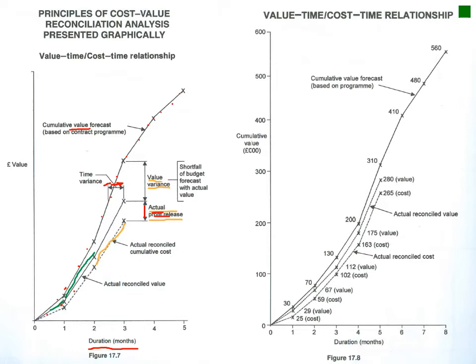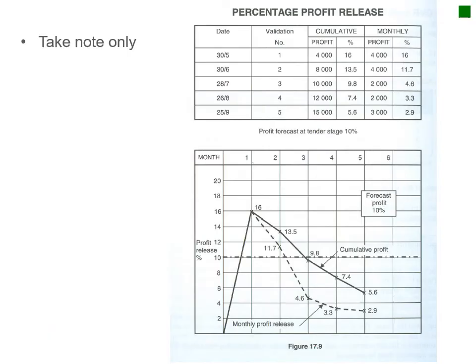So it just gives you the actual; you can do the same cumulative value for time. This is not that important, it's basically a duplication of what was done in this one. Just take note, then there are these examples here. Take note of your profit release graphs, and then you have your monthly release here.